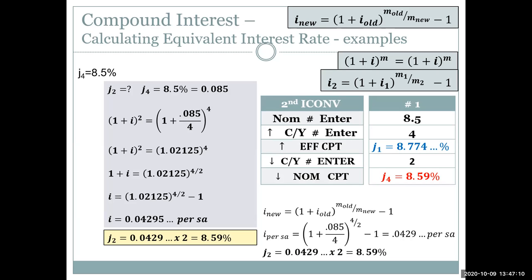So the important issue for this chapter is being able to do some calculations for future and present value for compound interest, but more importantly, to deal with different interest rates, because that's what we're going to be spending a lot of time on in annuities.